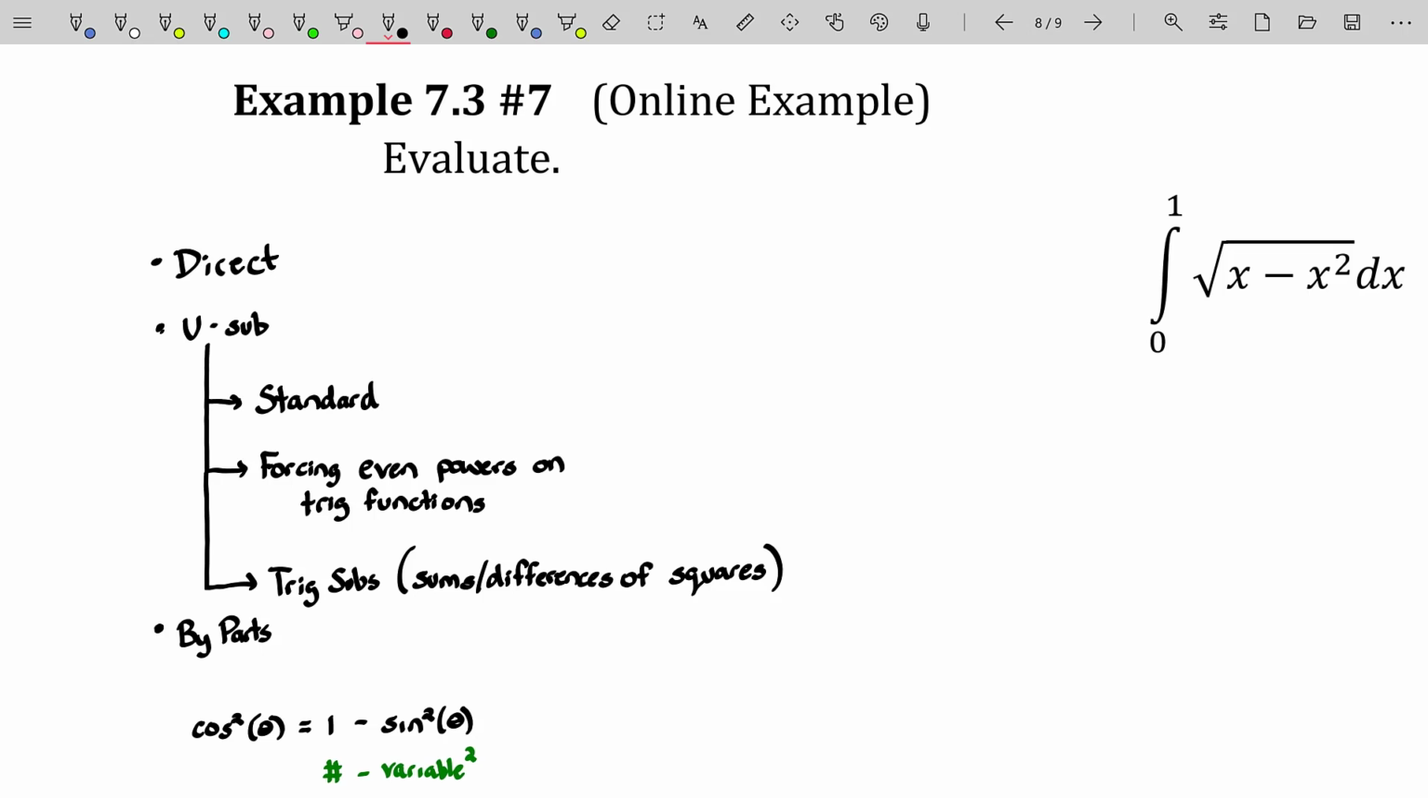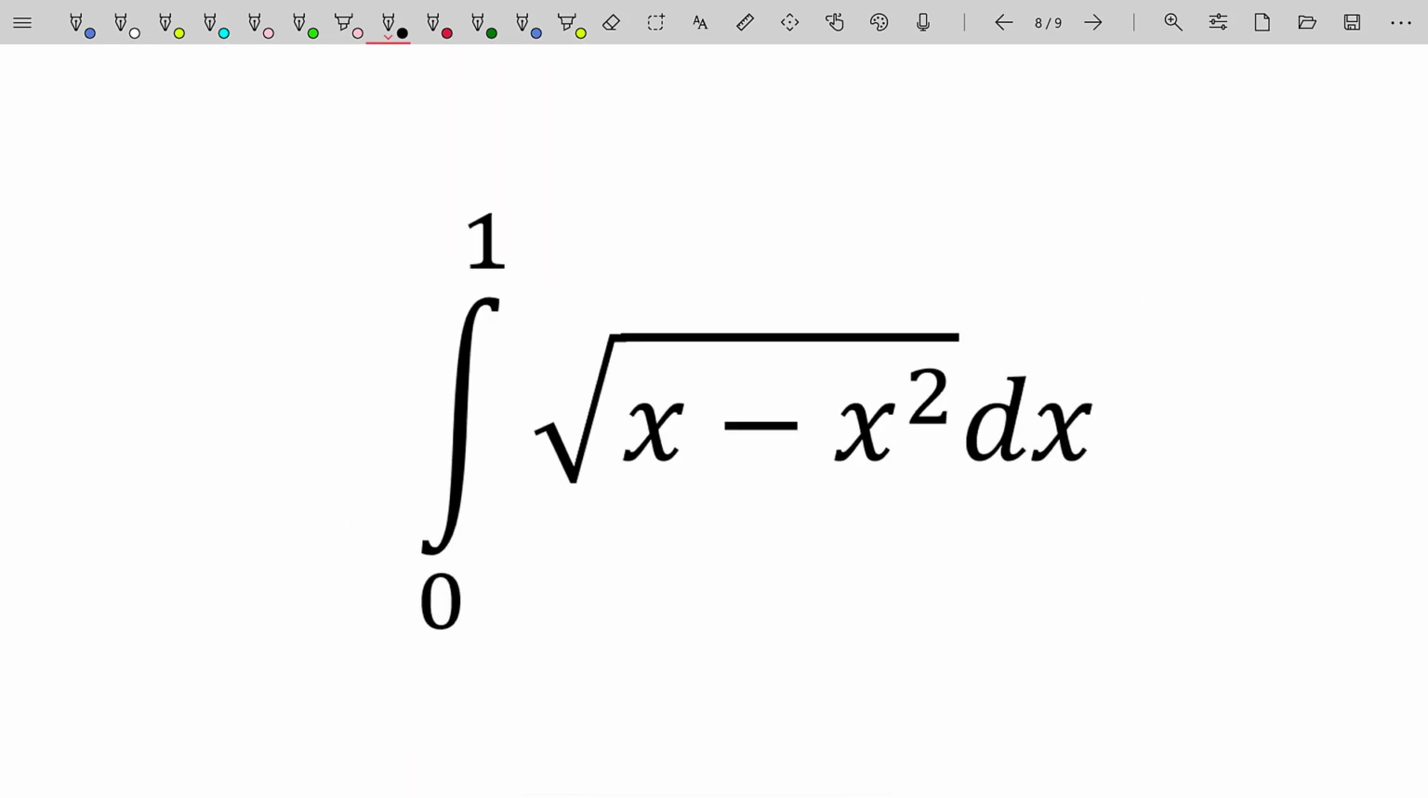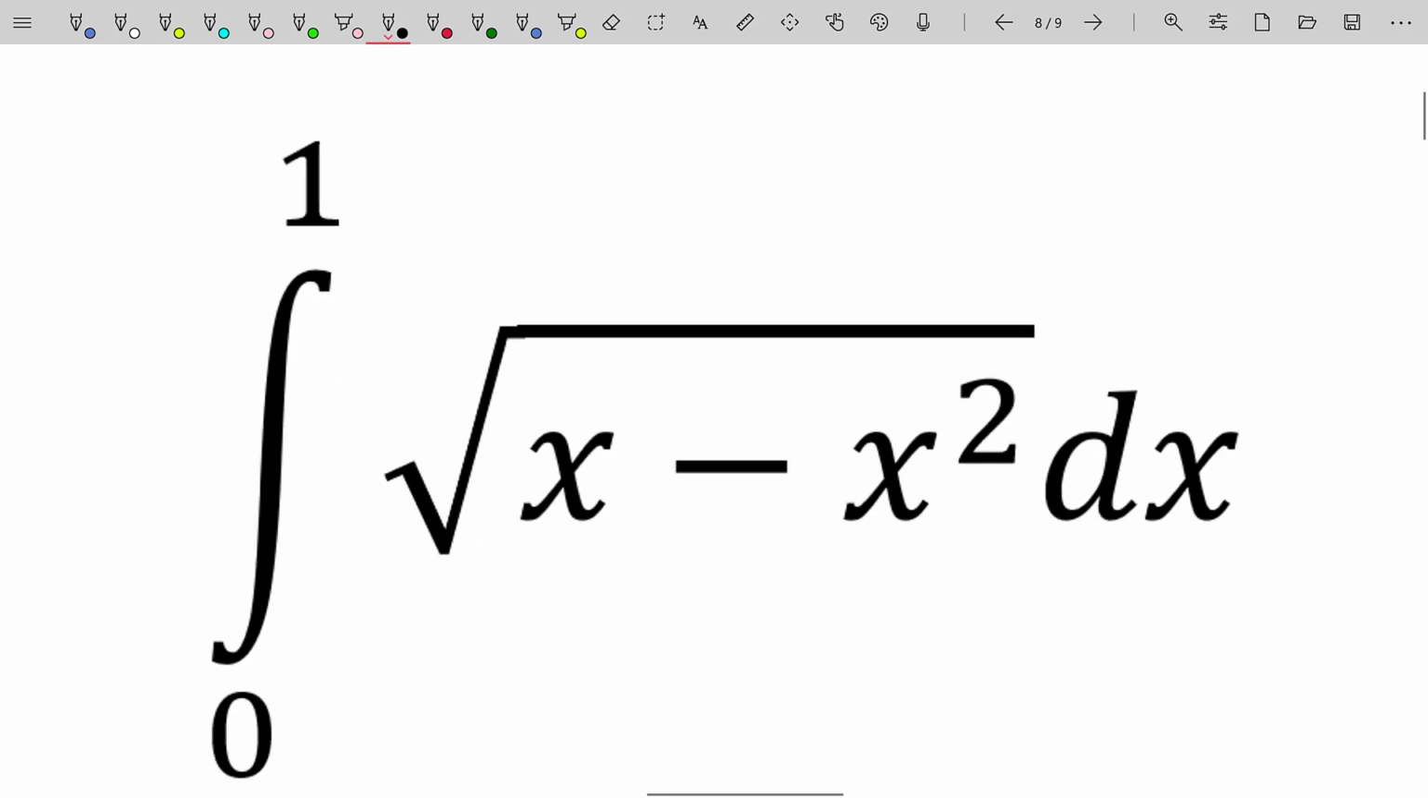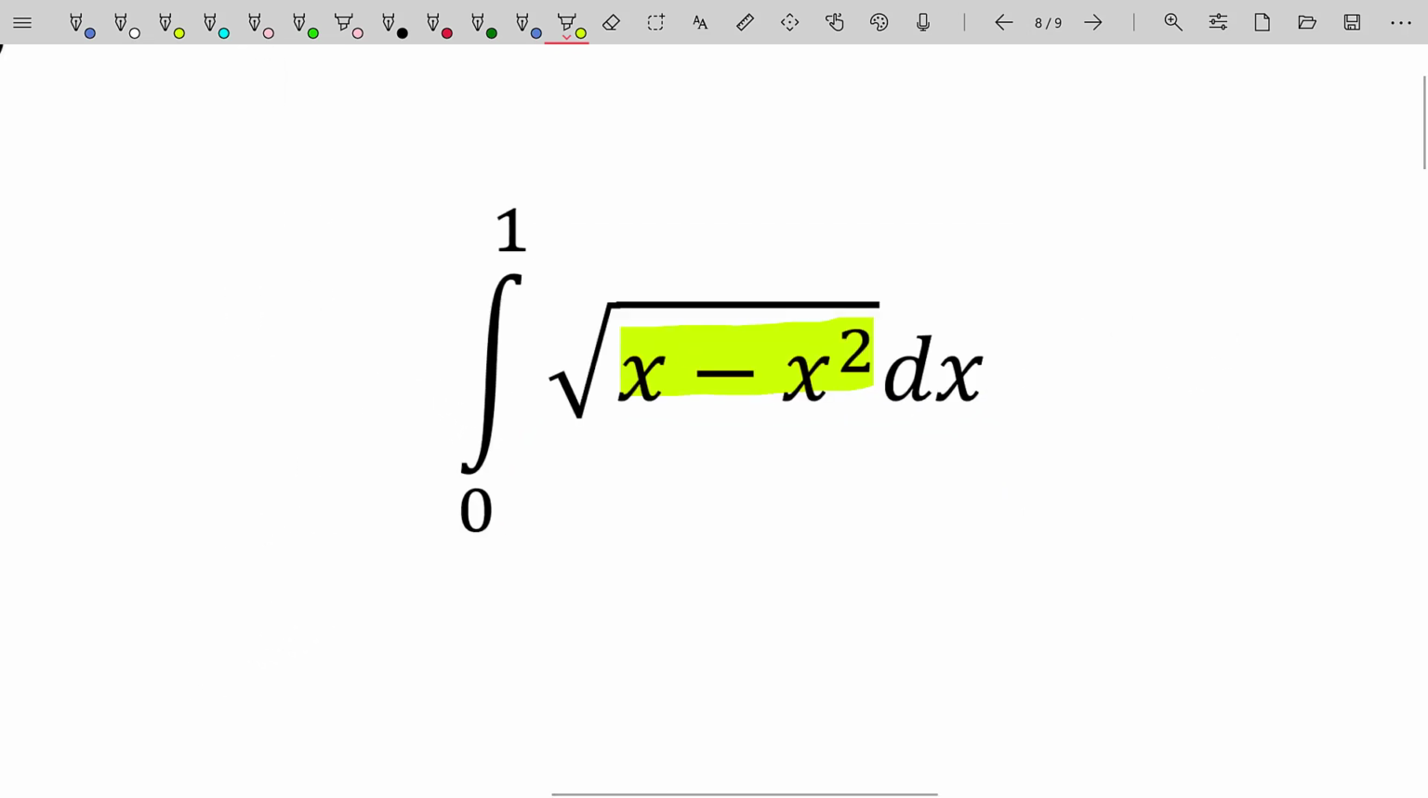Going through that list, it seems as though none of them fits the bill for integrating this. However, I will say that this is actually a sum or a difference of squares. You just have to be willing to complete the square to see it. So that's a very common technique when you have a radical that involves a polynomial, specifically a quadratic polynomial, and you have no other method or technique that'll work. Try completing the square.